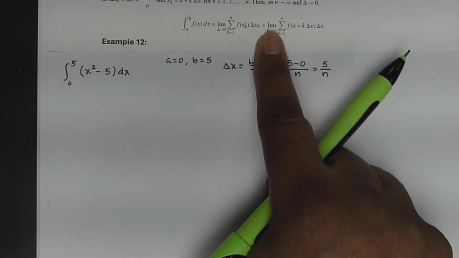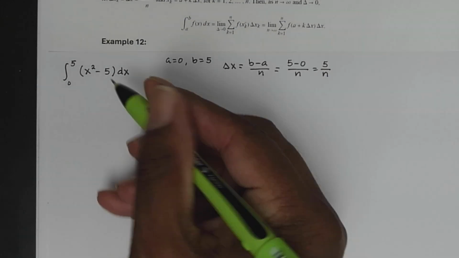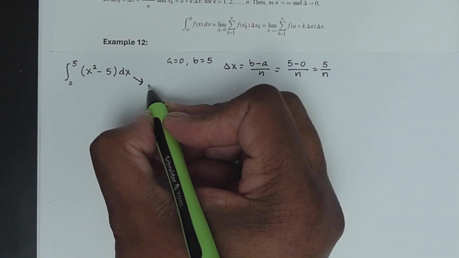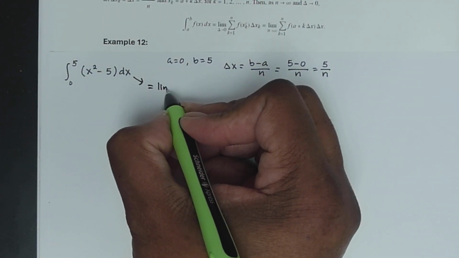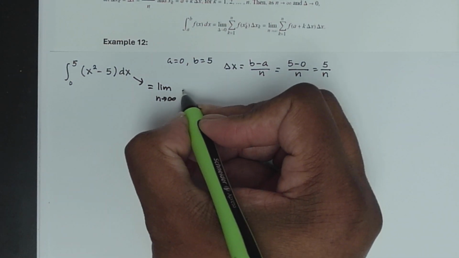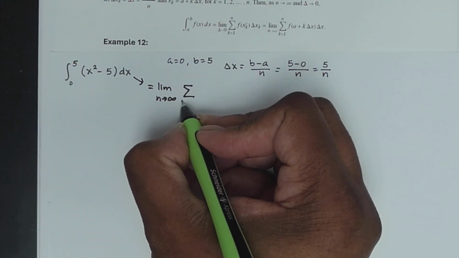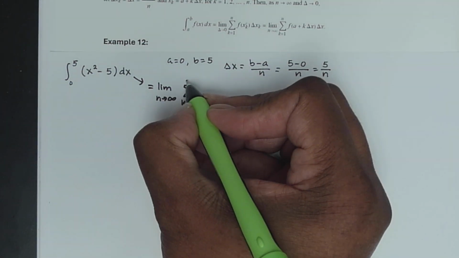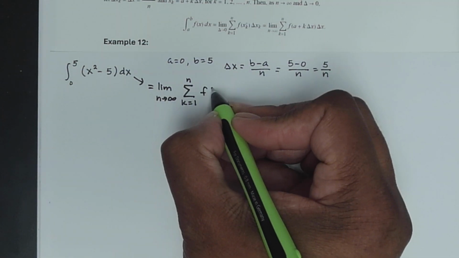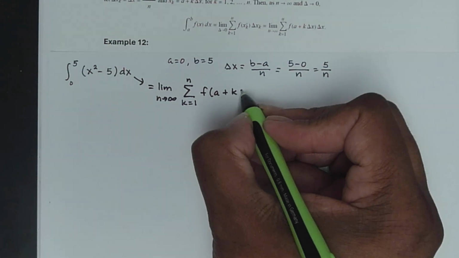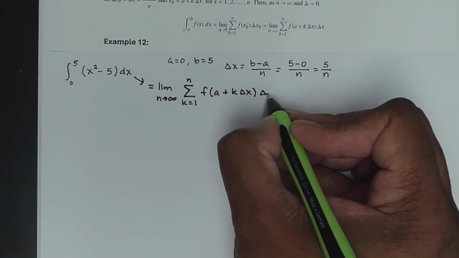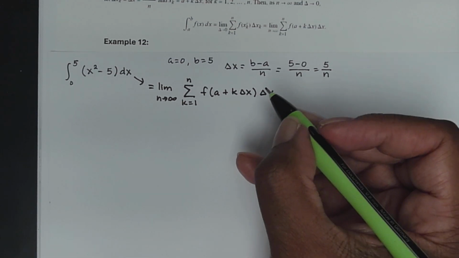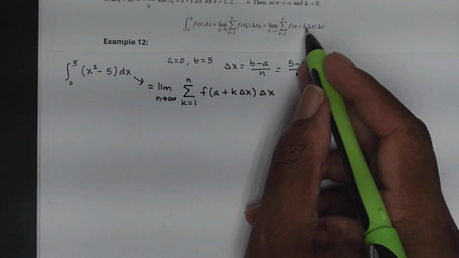And then, I'm going to bring this down a bit. We're going to use this notation right here. So this is represented by the limit as n approaches infinity of the summation for k equaling from 1 to n of f of a plus k times delta x, multiplied by delta x. Okay, that's what we're going to use here.